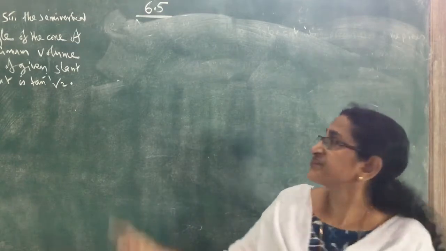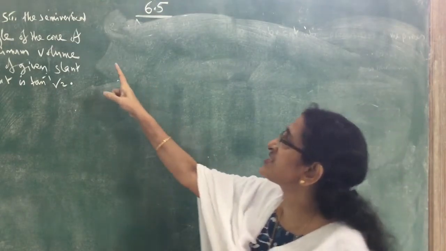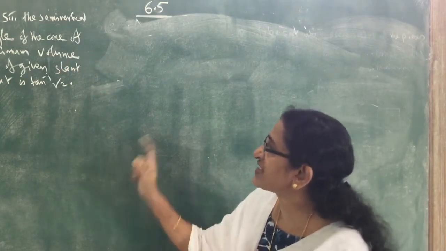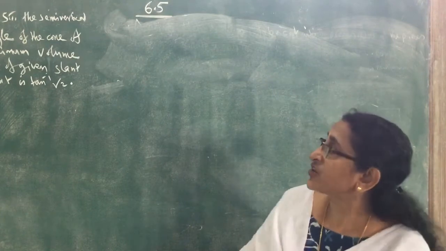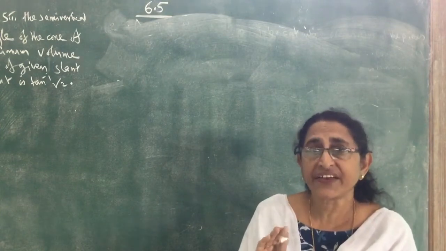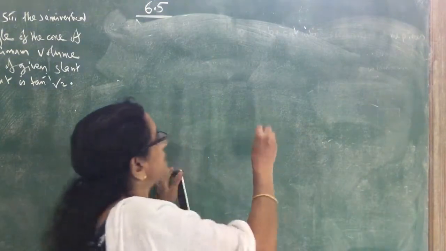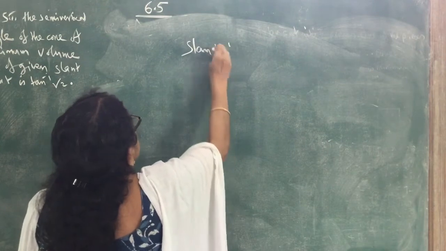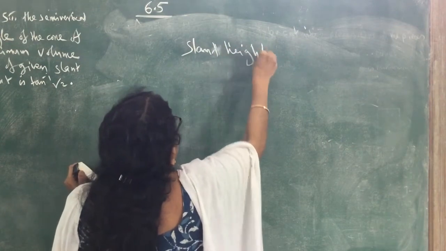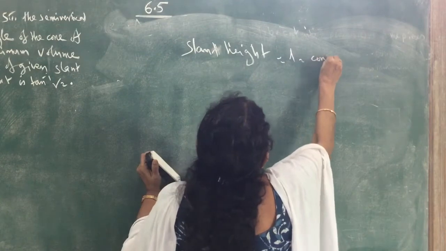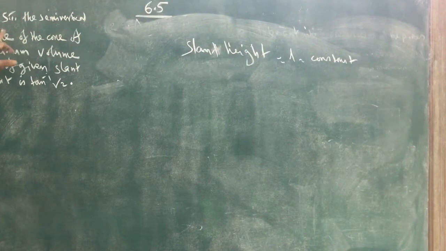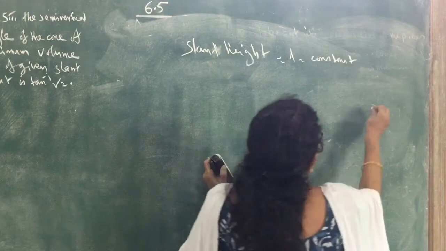Now next question, that is 25. Show that the semi-vertical angle of the cone of maximum volume and of given slant height is tan inverse root 2. So given that slant height is given, so slant height is a constant. Slant height L equal to constant. So given slant height, and semi-vertical angle of cone of maximum volume.